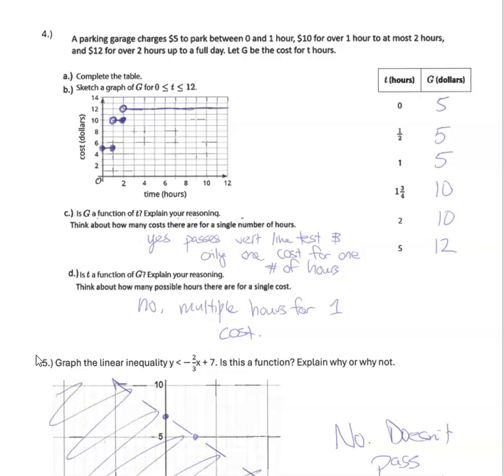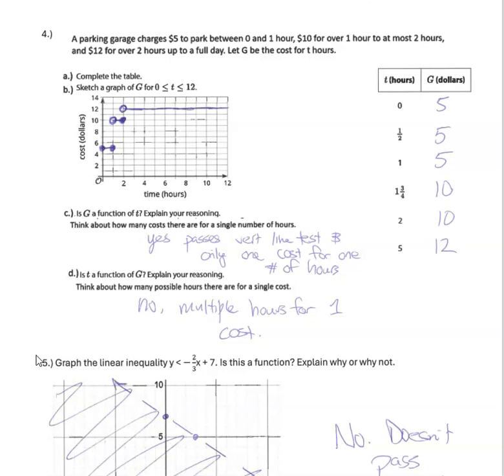It says, is G a function of T? And it says think about how many costs there are for a single number of hours. Well, for one number of hours, there is only one cost. So one input has one output. So yes, and it's going to be passing the vertical line test.